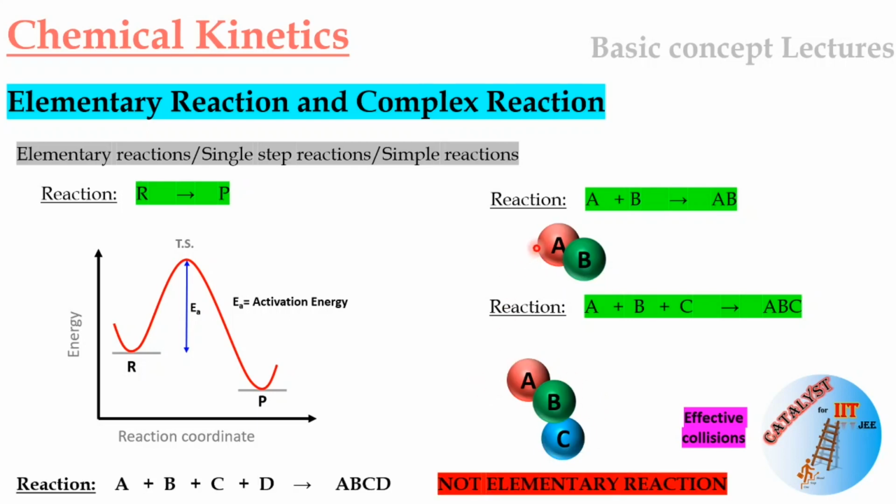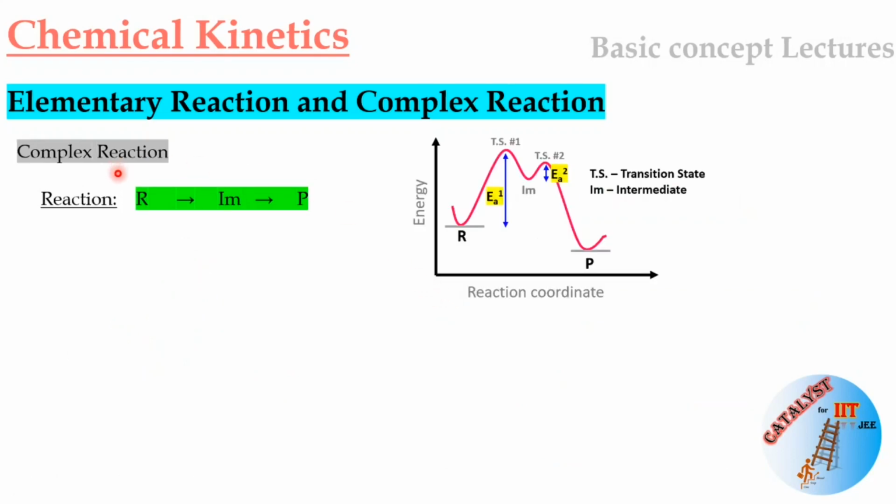Now when we increase the number of molecules beyond 3, that means here A plus B plus C plus D, 4 molecules are involved, the effective collisions become very hard, and these kinds of reactions cannot be elementary reactions. Okay, so when more than 3 molecules are involved, an elementary reaction is not possible.